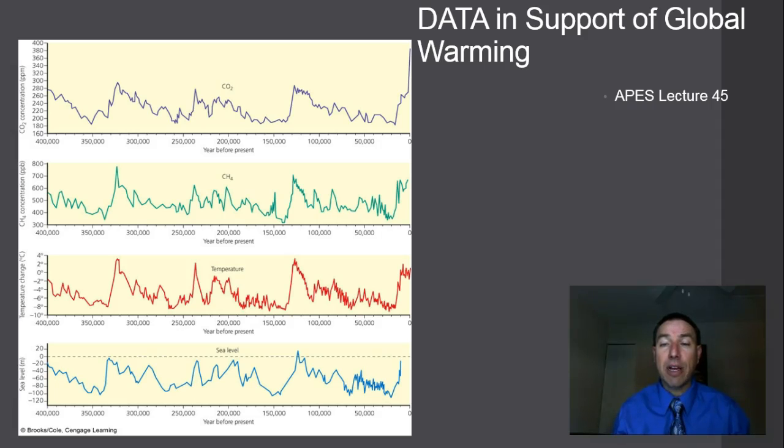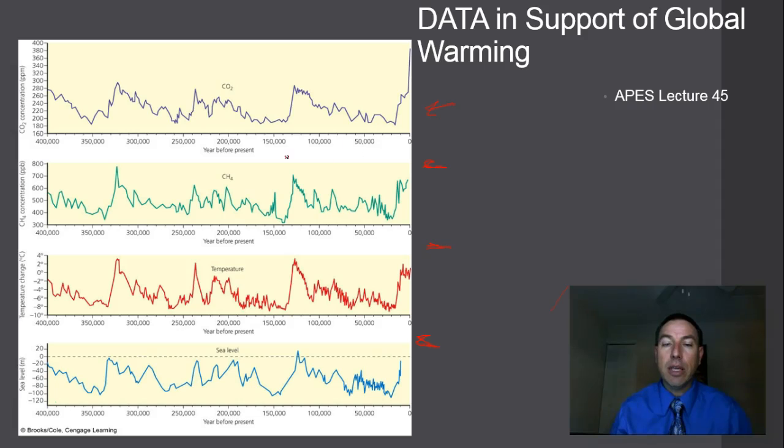This graph is actually in our textbook, and it shows all the different measurements that have been done on things that cause greenhouse gases, as well as the actual temperature itself and sea level, which is one of the most important factors when we're talking about the entire climate change issue: what's going to happen with sea level. So these graphs show you CO2 concentration, methane concentration, temperature change over that same period of time, as well as sea level.